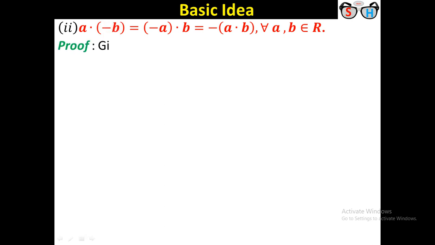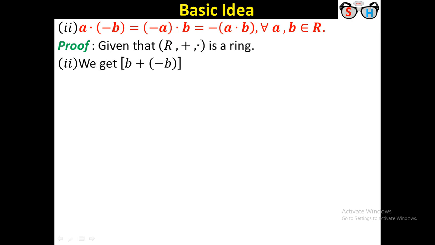In the second portion, we prove that minus of a dot b equals minus a dot b, and minus a dot minus b equals that also. At first I prove that a dot minus b equals minus of a dot b, and then I prove minus a dot b equals a dot b. You see that here a and b are elements in R, but here minus b occurs, so we have to use some relation containing minus b. We know b plus minus b equals 0.